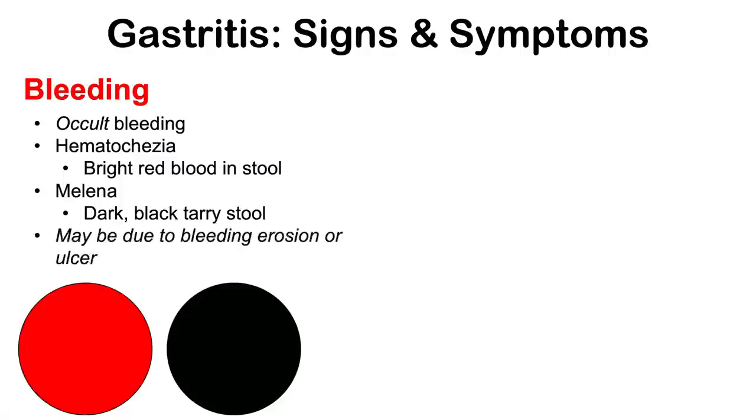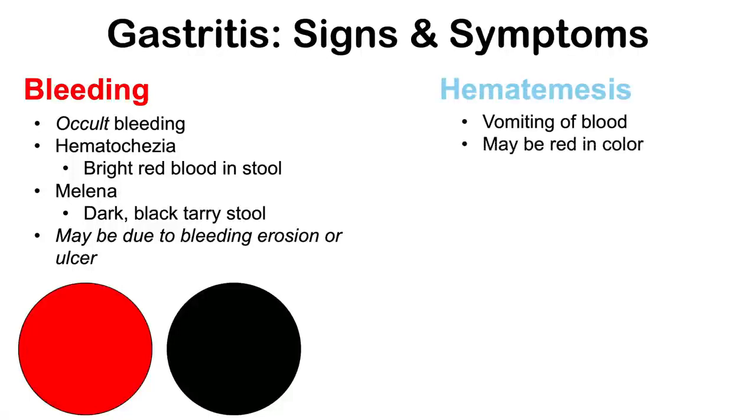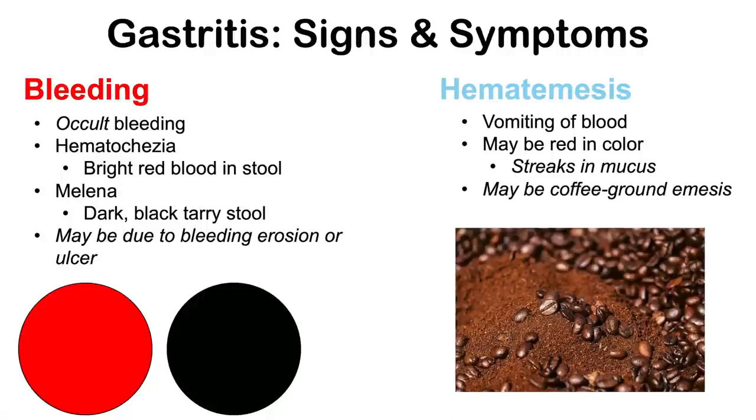And this bleeding is going to be due to a bleeding erosion or ulcer. So that inflammation in the stomach can lead to an erosion or an ulceration. And then some patients can experience hematemesis, which is vomiting of blood. This can be red in color, so it may be just small amounts of blood, just streaks of blood in the mucus. In some cases, it may be what we would call coffee ground emesis.